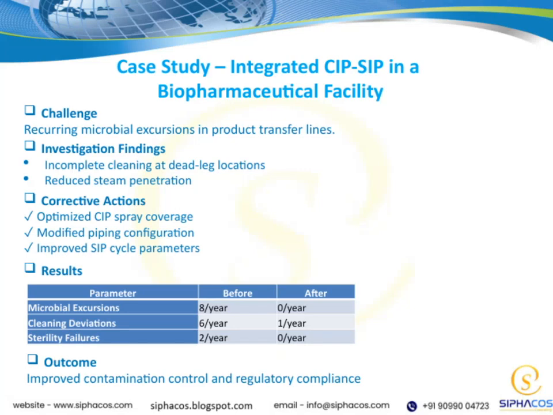Let's look at the outcome of our integrated cleaning and sterilization approach in a biopharmaceutical facility. Before, they faced recurring microbial excursions and cleaning deviations, real risks to product safety. After making targeted changes, like optimizing spray coverage and adjusting piping, those excursions dropped from 8 a year to 0. Cleaning deviations nearly disappeared, and sterility failures went from 2 to none. This case shows how focused improvements in cleaning and sterilization can dramatically boost contamination control and regulatory compliance.